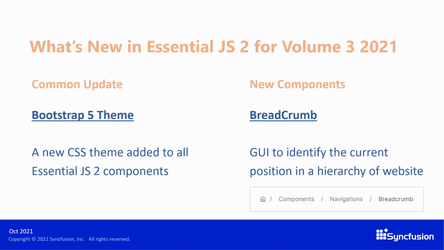Next, we'll look at the new updates that are available for all our Essential JS2 components in this Volume 3 2021 release. So the first common update is Bootstrap 5 theme, which we have already seen with the Blazor update. Bootstrap 5 theme is also available for all our Essential JS2 components. So you can make use of it. And again, we have seen this breadcrumb component while discussing the Blazor updates. So this new component is also available for all the Essential JS2 platforms. So you can make use of it from this release.